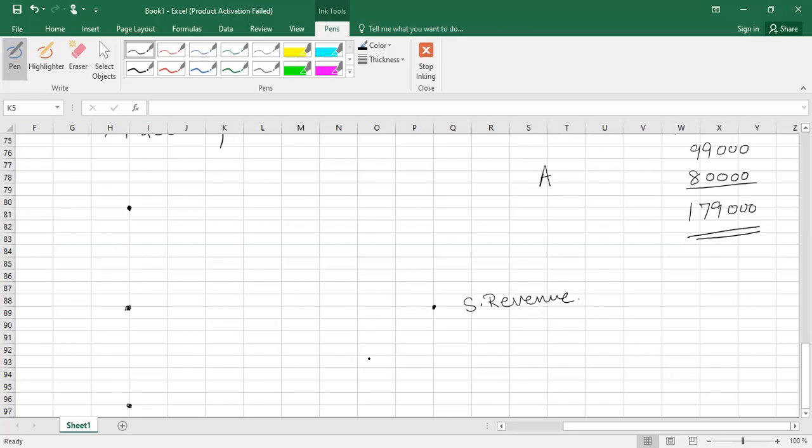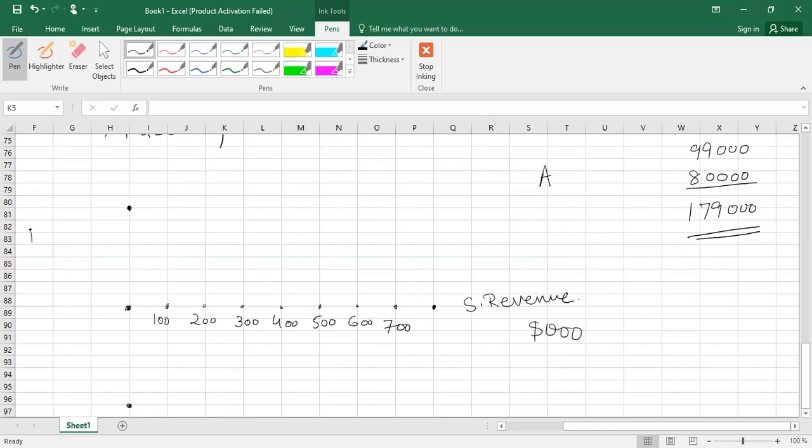Sales revenue is what? Total sales revenue is 689,000. So this is 100,000. This point is 200,000. This one is 300,000. This one is 400,000. This one is 500,000. 600,000 and 700,000, because maximum revenue is 689,000.